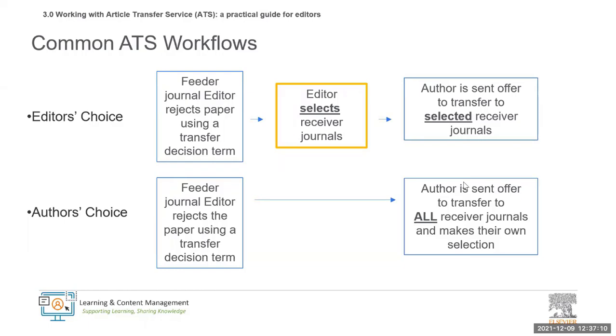Author's choice, also called author-driven, is where the editor of a feeder journal uses a reject and transfer decision type, but will not be presented with a list of available receiver journals. Instead, the author will be offered a transfer option to all of the journals to which the feeder journal is connected and will be able to make the selection.